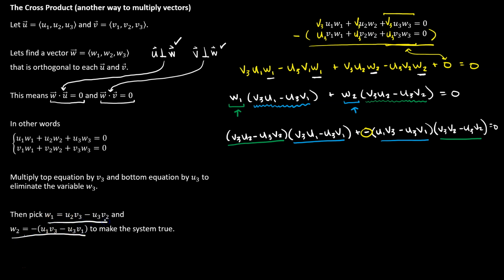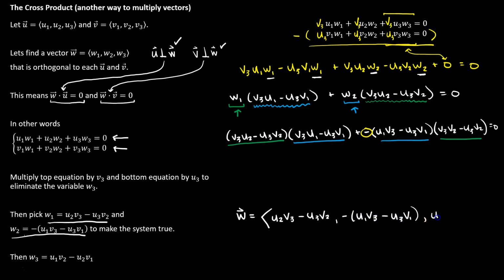Now we just need to find W3. To find W3, we just need to go back and finish the original equation with our substitutions. So if we take W1 and W2 and plug it into either one of the original equations that we found, we can solve for W3. So the W vector that we're looking for will have an x component, or the first component, that looks like u2 v3 minus u3 v2. The y component, or the second component, will look like negative u1 v3 minus u3 v1. And then the third component will be u1 v2 minus u2 v1.